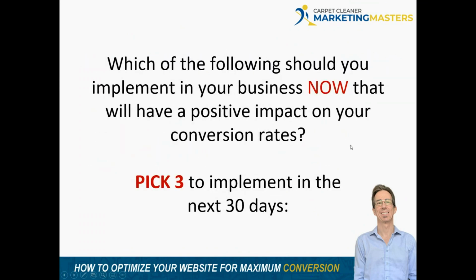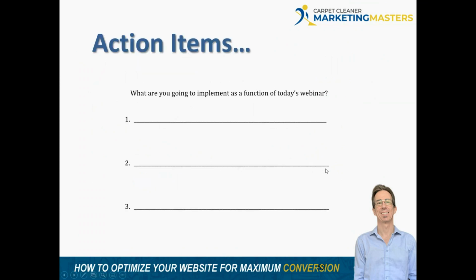Just as we wrap up here, which of the following should you implement in your business now that will have the biggest impact? What I suggest you do is pick 3. I didn't give you this page in the workbook, but you can just type it down or check off on the checklist on page 3 or whatever that is. There's little check boxes if you've made a copy and you own it on your own. Which 3 do you think are absolutely important that you work on your website right now?